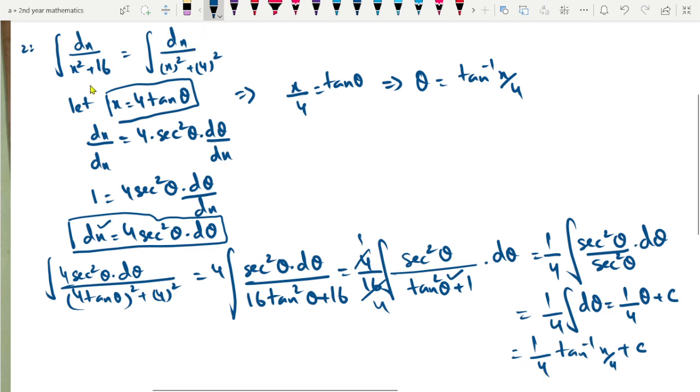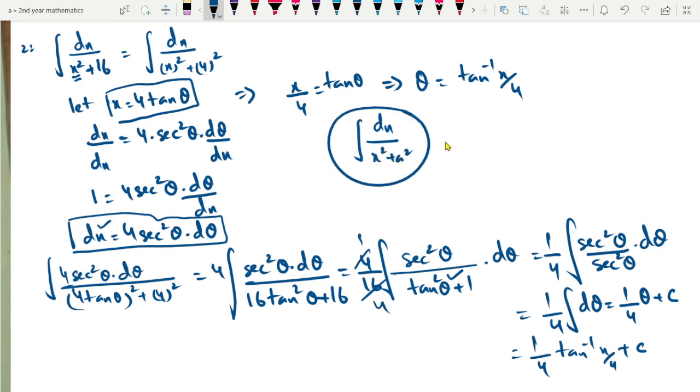So when you have x square plus a square, in dx over x square plus a square, in this kind of situation you have to let x is equal to a tan theta. When you have x square plus a square, you let x is equal to a tan theta. So here I let x is equal to a tan theta.